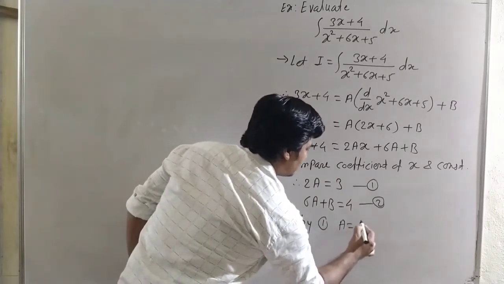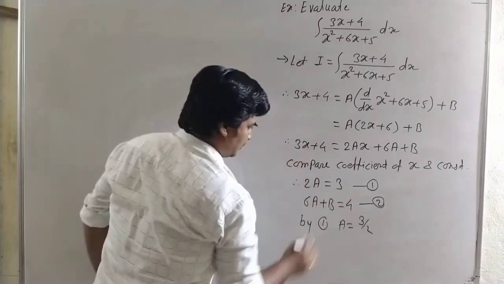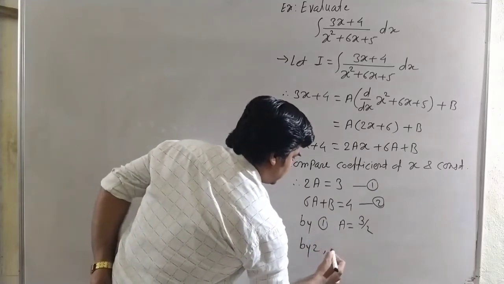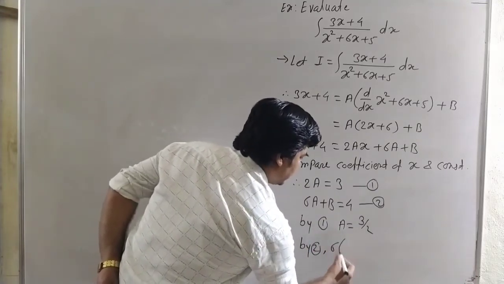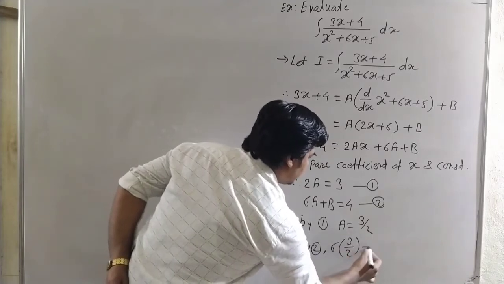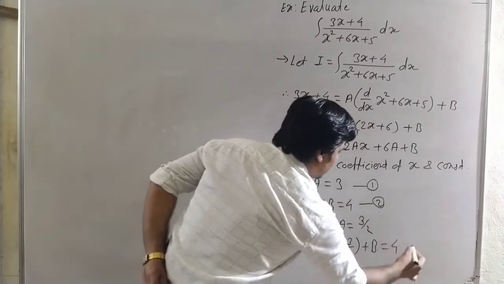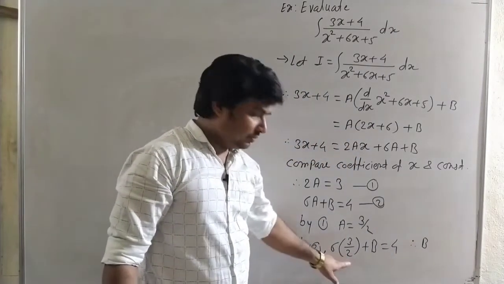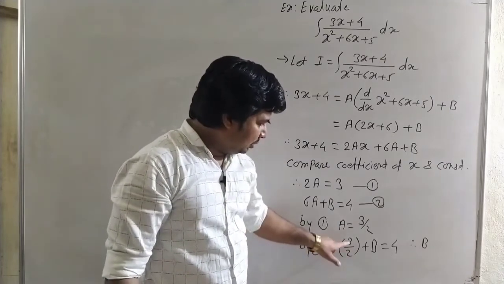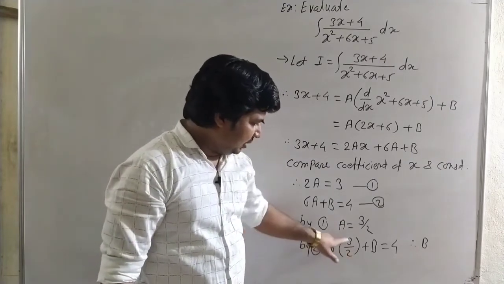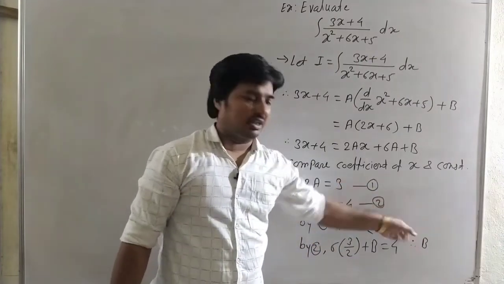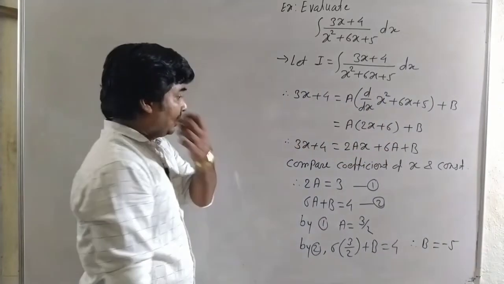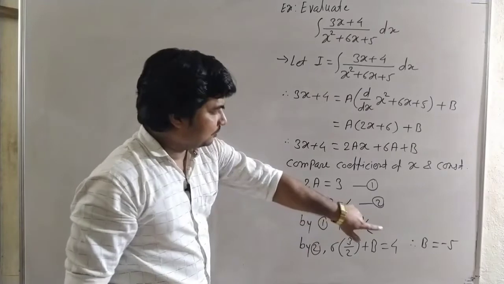Therefore by 1, a is equal to 3 by 2, and by 2, here 6a, that is 6 into 3 by 2 plus b is equal to 4, and therefore see carefully, b is equal to, it is 3. Here 3 into 3 is 9, and we take here minus 9, therefore 4 minus 9, therefore b is equal to minus 5. It is the value of b.